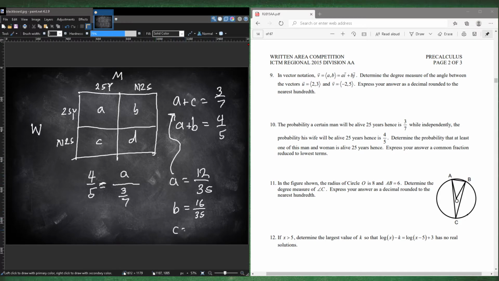And then we need to find C. So for C here, multiply the top and bottom by 5, so that means 15 over 35. To get from 12 to 15, that's a 3, so that's 3 over 35. So we're looking for the probability that at least one of the woman and man is 25 years. So it's this one or this one, so it's A plus B plus C. Add them together: 28 plus 3 is 31 over 35. And that is your answer for number 10.